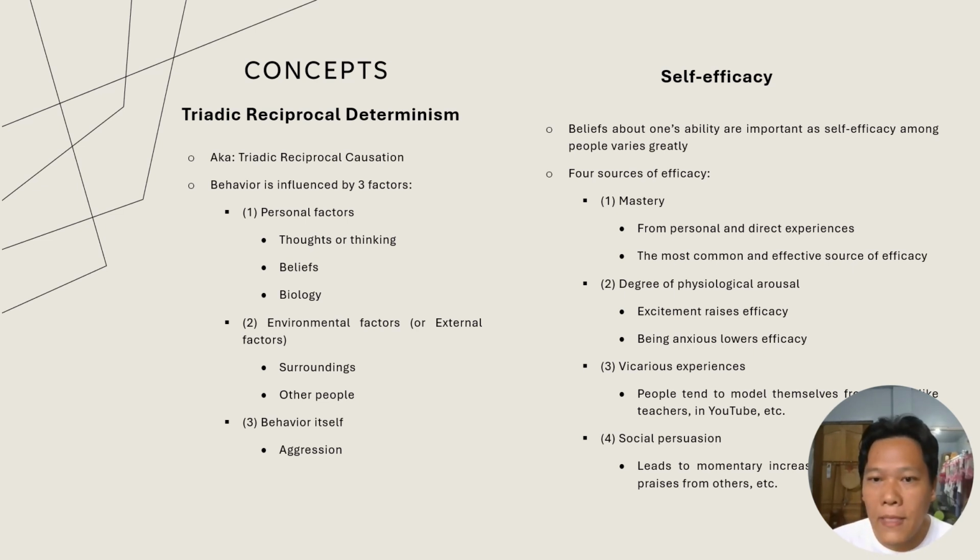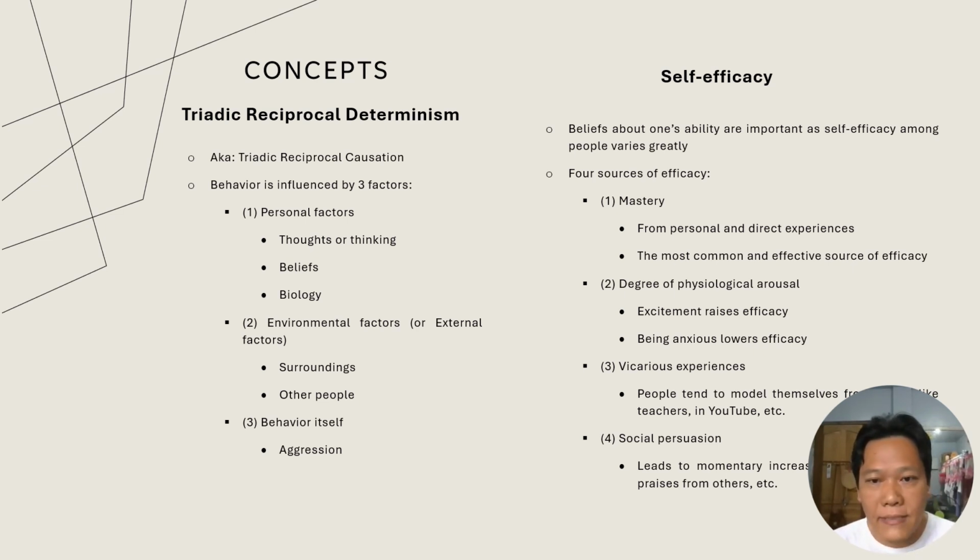The next would be self-efficacy. So beliefs about one's ability are important in order for us to learn these things. And this is what we call self-efficacy. There are four sources of self-efficacy that we have been discussing earlier, and we feel that this is actually something that's common in all the methods like SAT that we've discussed.